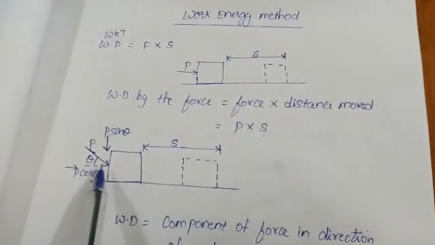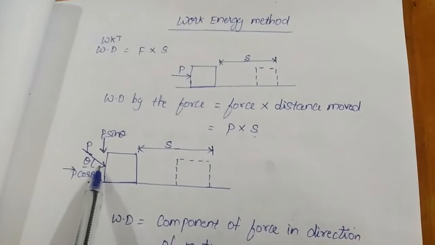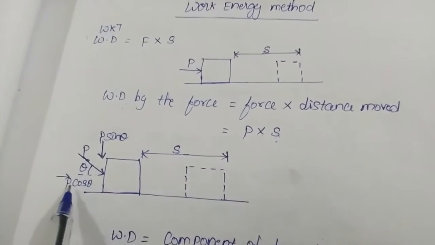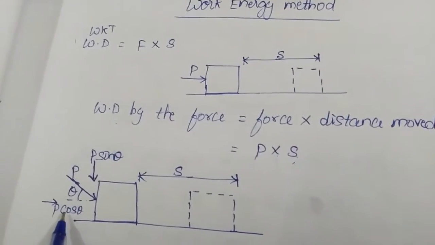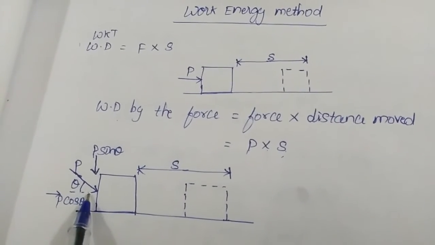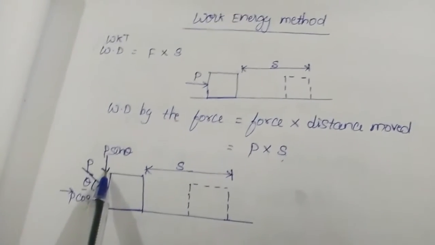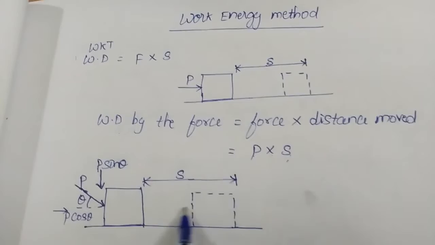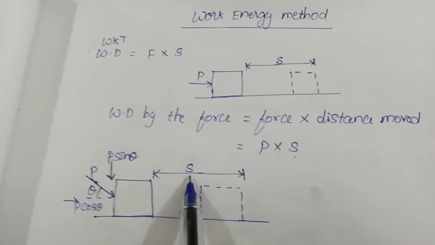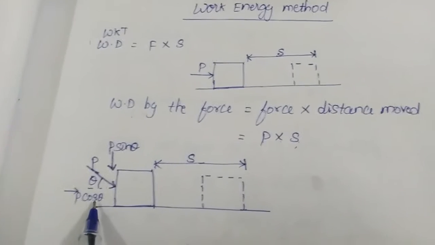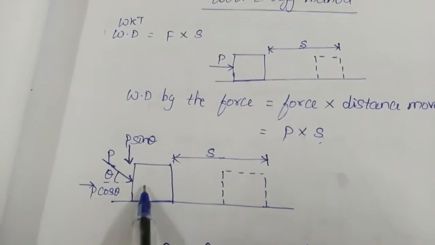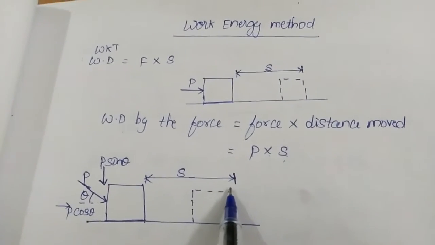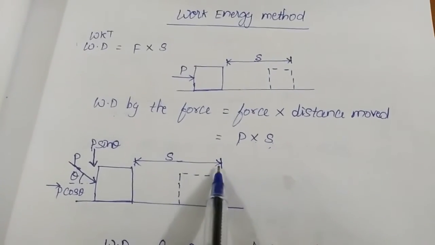Consider this same example in which the applied force P is acting at an angle theta here. Whenever the force is acting at an angle theta, this force P can be resolved into two components, one along the horizontal direction and another along the vertical direction. So this body will be moved in the x direction at a distance of s here. This P into cos theta is the component of force which actually causes the body to move towards the right side direction, at a distance of s.